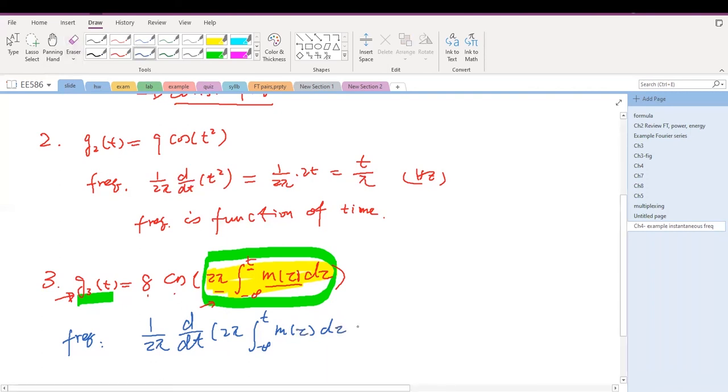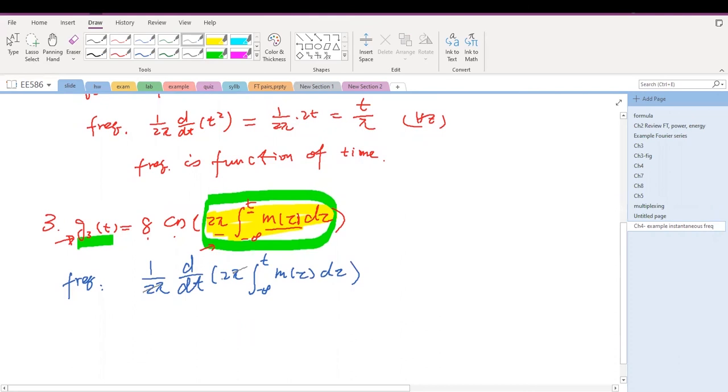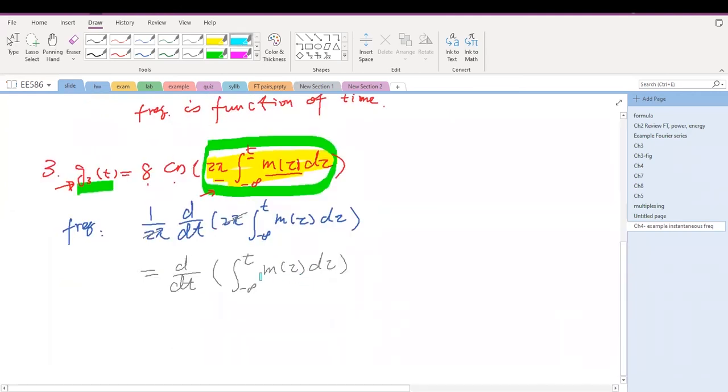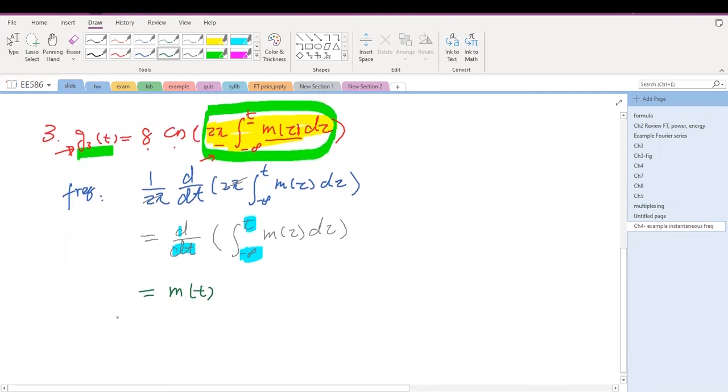The integral of m of tau d tau. 2 pi and 2 pi cancel out each other. Right? So this equals d/dt of the integral from minus infinity to t of m of tau d tau. Here, we take the integral, and then we take the derivative with respect to time. So what we have, we're going to have m of t. In this case, the frequency is also a function of time because m of t is normally a function of time.